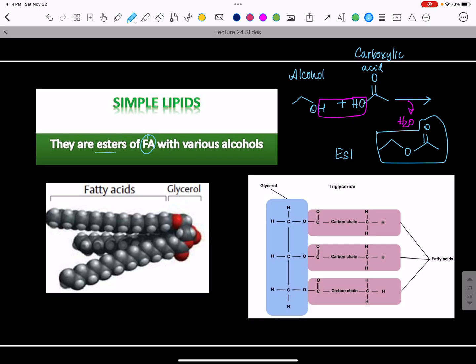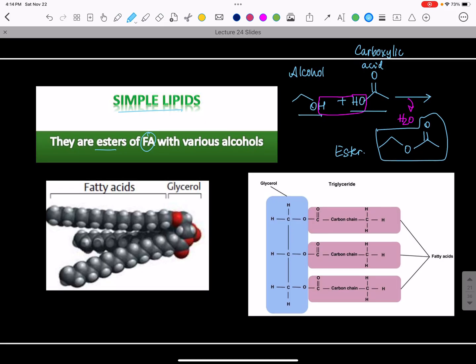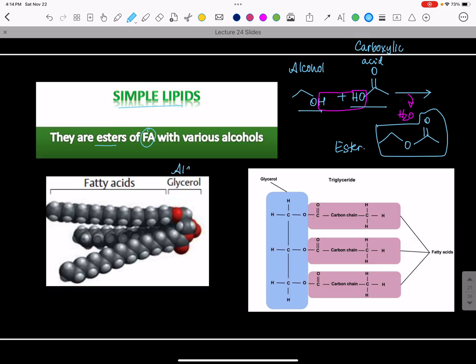So fatty acids, simple lipids are nothing but esters formed when alcohols are condensed with carboxylic acids. And the specific type of alcohol that is very common is the glycerol here. And the fatty acids contain multiple carbon chain. You can see that we have long chain fatty acids. Generally, these are going to be at least C18 all the way to C22 or C24. The number of carbons here can range from anywhere from 18 to 24.